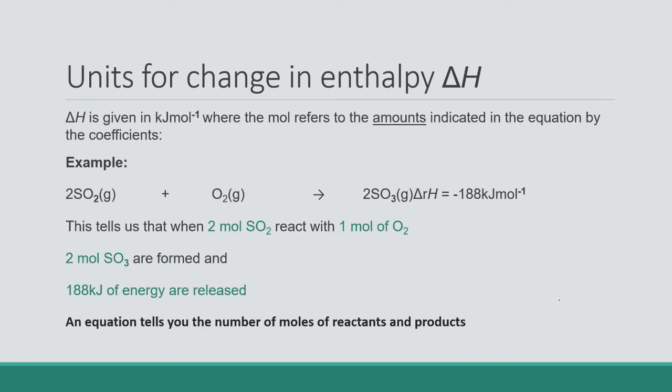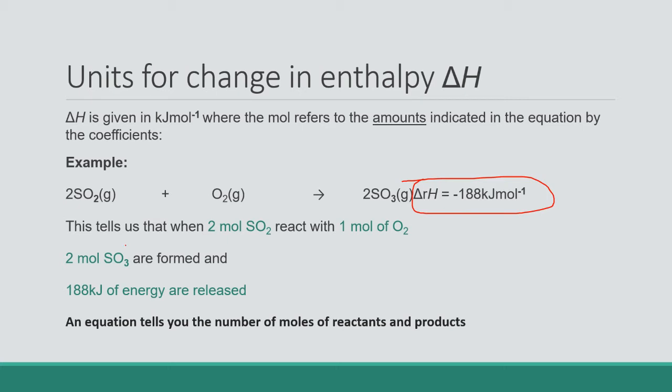So enthalpy, just a reminder, is given in kilojoules per mole, or kJ mol⁻¹. That means kilojoules per mole, where the mole refers to the amounts indicated in the equation by the coefficients. So we can use the coefficients to give us the mole ratio, and then that relates to how much energy is released for that particular balanced chemical equation.